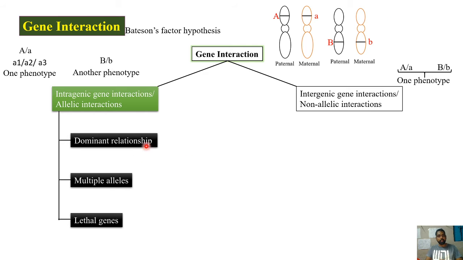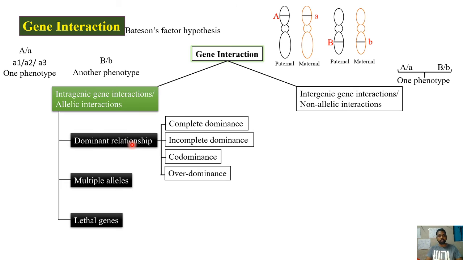Intragenic interaction or allelic interactions are further classified. First one that we are going to see is a dominant relationship, after which we will see the multiple alleles and lethal genes. Actually, we have already discussed multiple allelism with respect to the blood groups, and we have seen multiple allelism in plants with respect to self-sterility also. And here we will discuss the dominant relationship, which is of four different types: complete dominance, incomplete dominance, codominance, and overdominance.